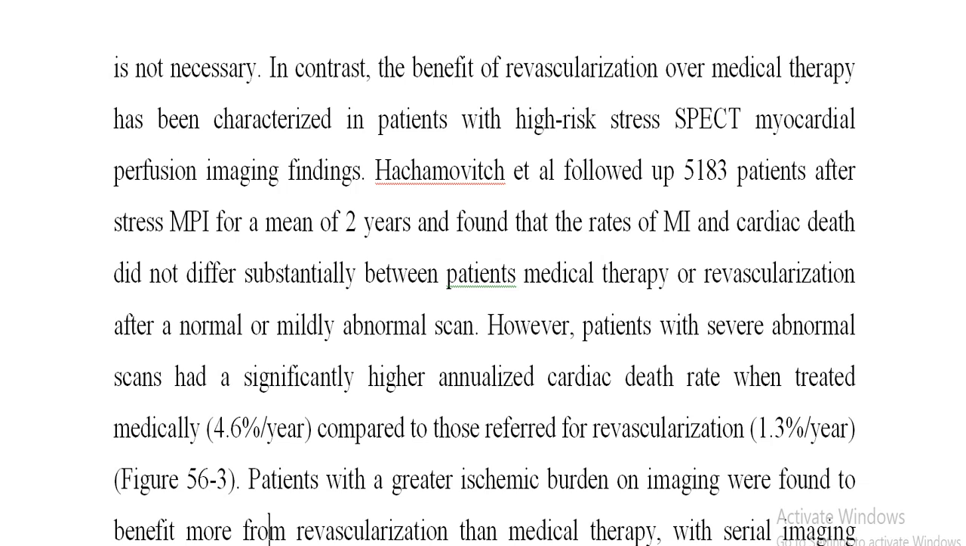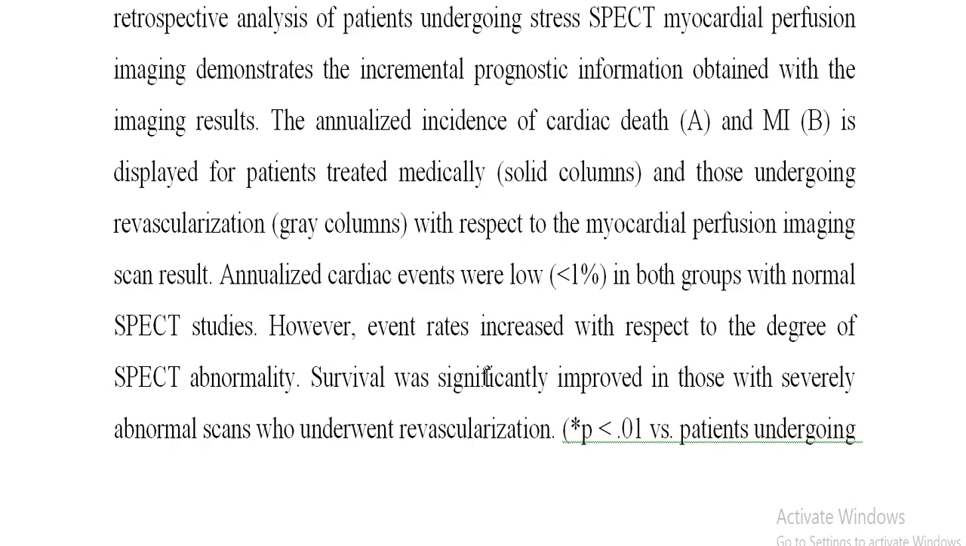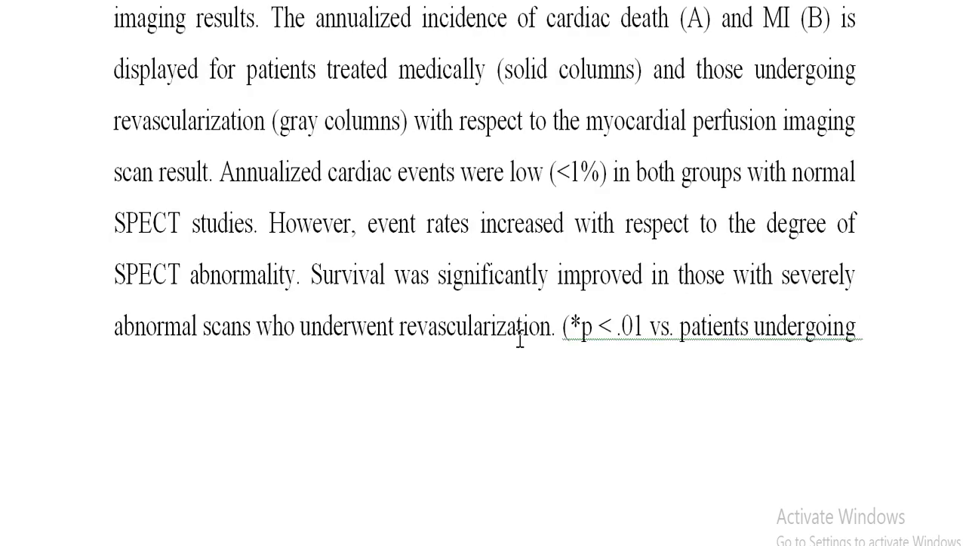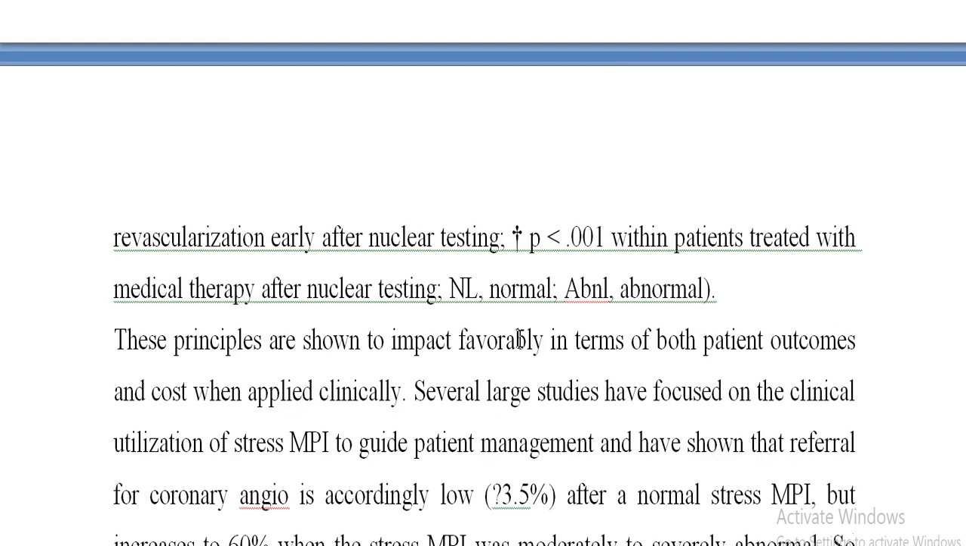3.5% after a normal stress MPI, but increases to 60% when the stress MPI was moderately to severely abnormal. So clinicians can incorporate MPI into their practice appropriately, particularly when deferring further invasive evaluation when the MPI is normal. The use of stress MPI to guide patient management has been demonstrated to be cost-effective. An ischemia-guided approach to managing patients with CAD has been shown to optimize utilization of angiography and subsequent revascularization procedures.